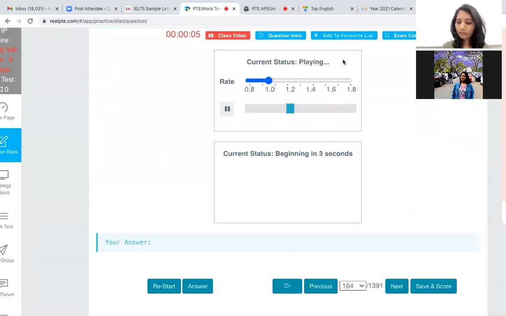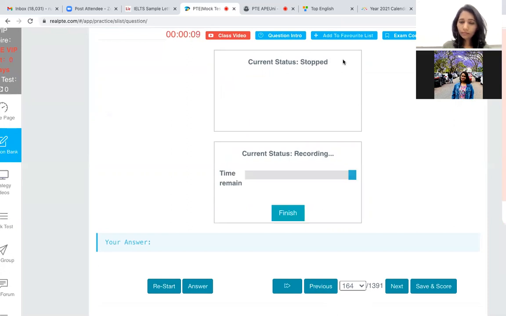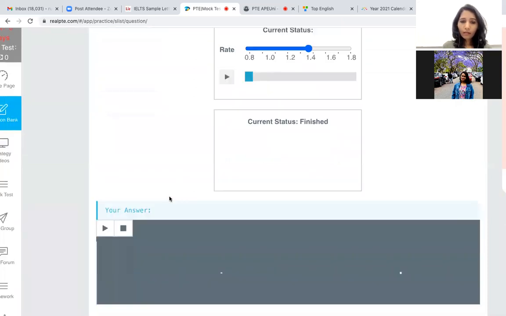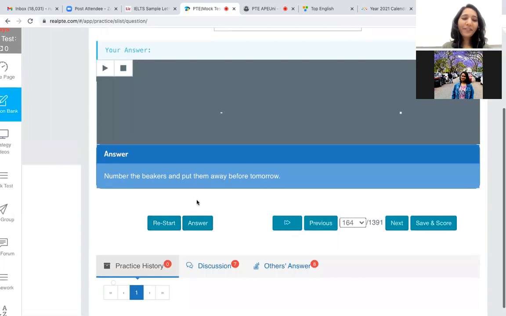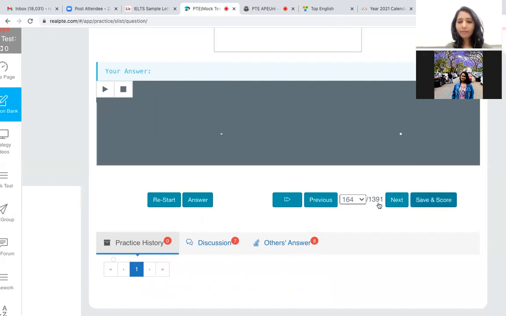Number the beakers and put them away before tomorrow. Number the beakers and put them away before the morrow. Before the what? Tomorrow. No. Number the beakers and put them away before tomorrow. Ready for the next one? Yeah.